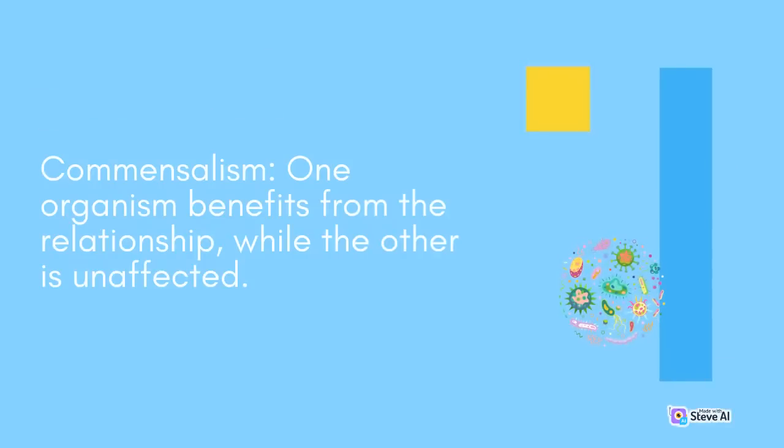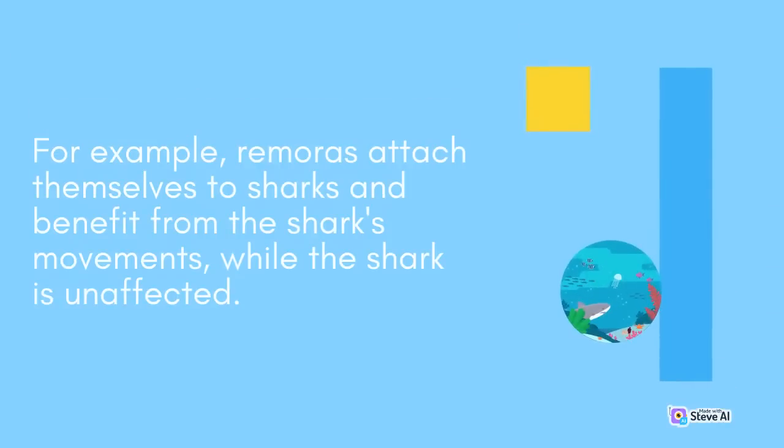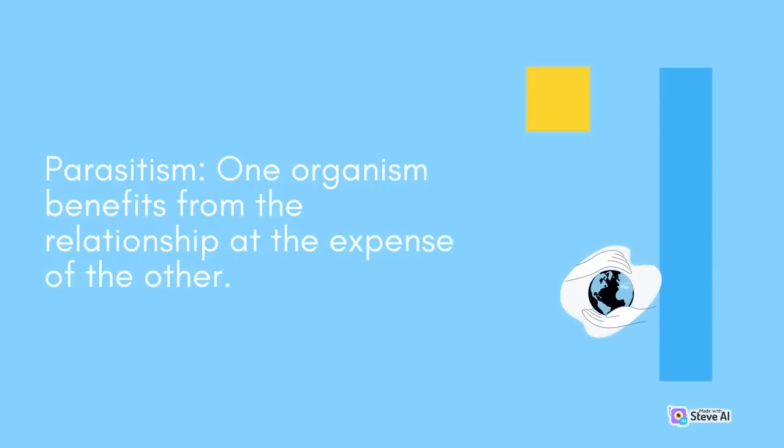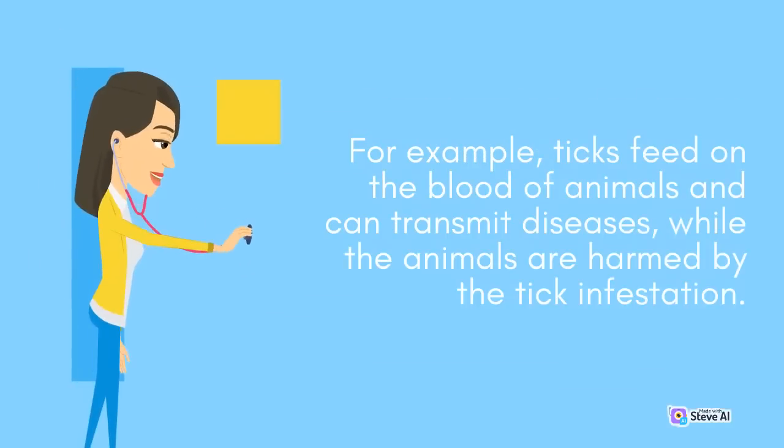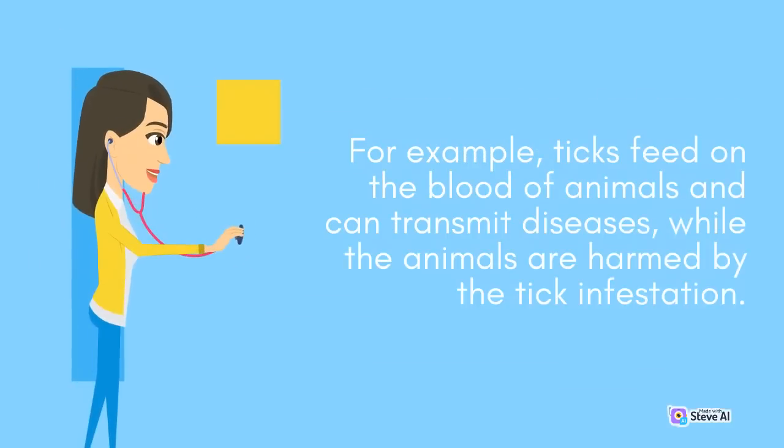Commensalism, where one organism benefits from the relationship, while the other is unaffected. For example, remoras attach themselves to sharks and benefit from the shark's movements, while the shark is unaffected. Parasitism, where one organism benefits from the relationship at the expense of the other. For example, ticks feed on the blood of animals and can transmit diseases, while the animals are harmed by the tick infestation.